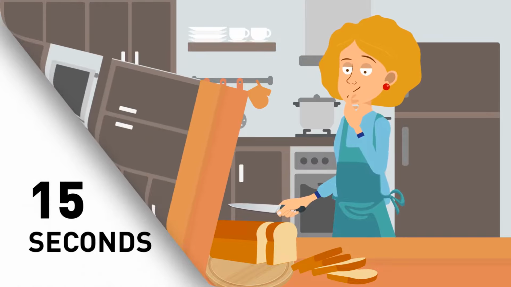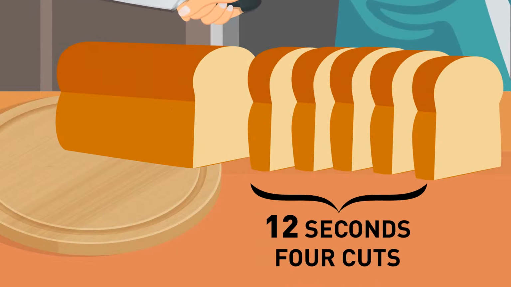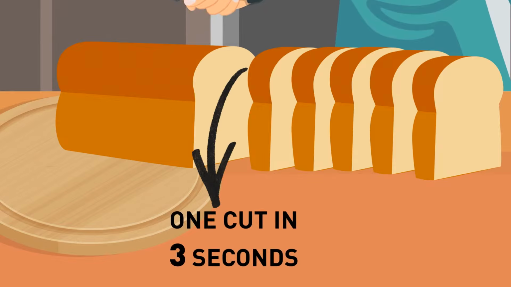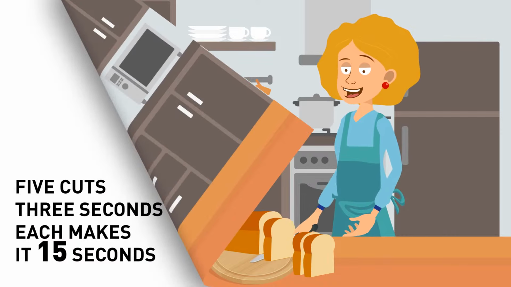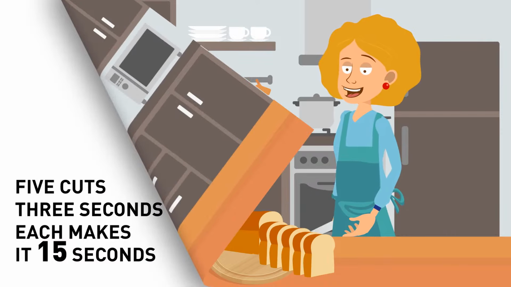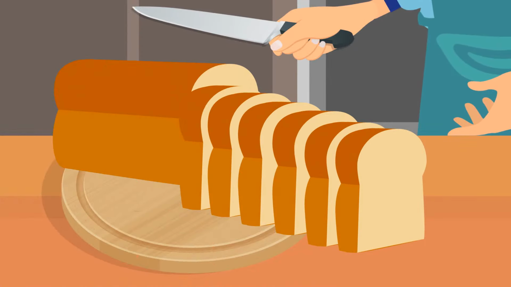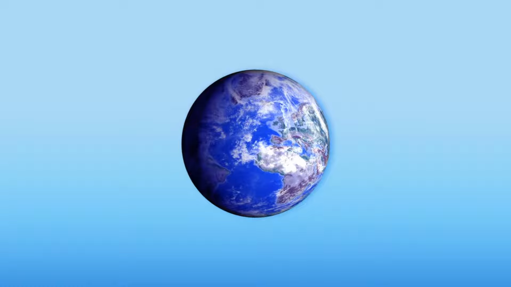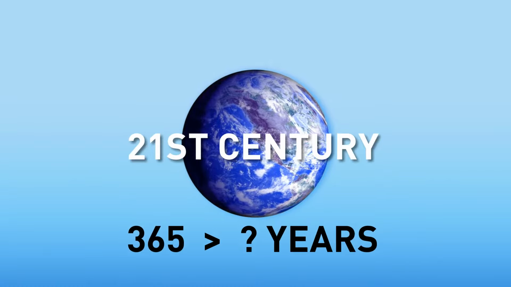12 seconds to cut the bread into 5 pieces. She must make 4 cuts. If it takes her 12 seconds to make 4 cuts, it means she makes 1 cut in 3 seconds. If she now wants to cut the bread into 6 pieces, she needs to make 5 cuts. And since each of the 5 cuts takes 3 seconds, the combined time will be 15 seconds. How many years in the 21st century have had 365 days?